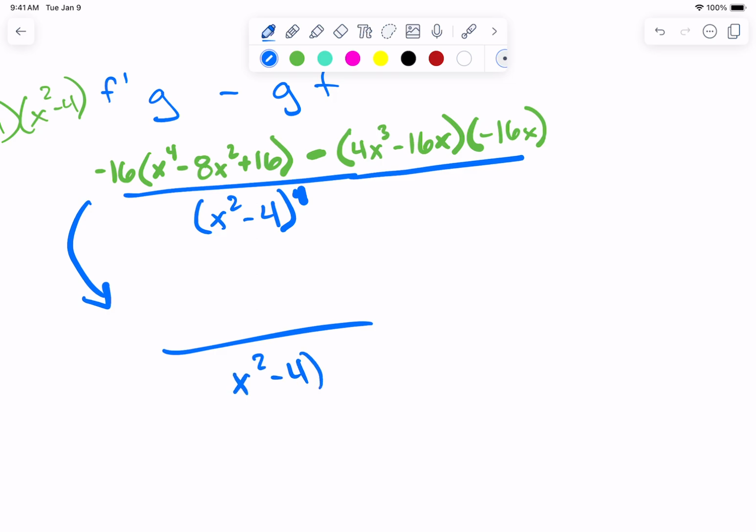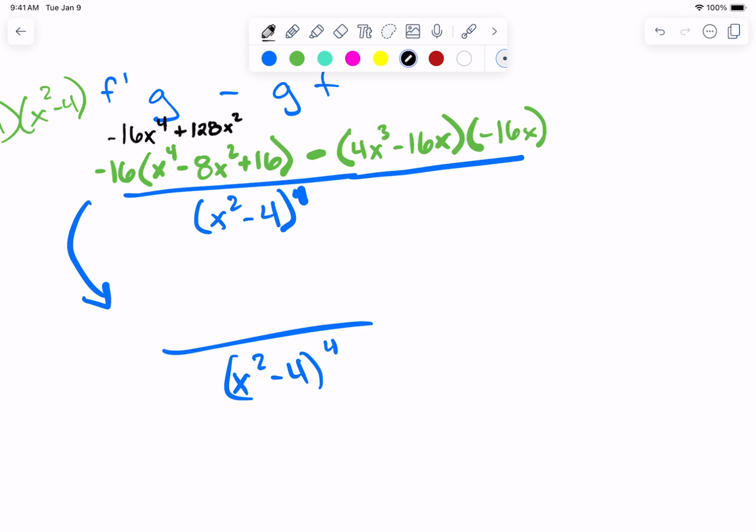Okay, let's simplify. x squared minus 4 to the 4th stays on the bottom. Let's simplify the top: 16x to the 4th plus whatever that is, x squared. Can you do 16 times 8 in your head? 80 plus 48, 128.